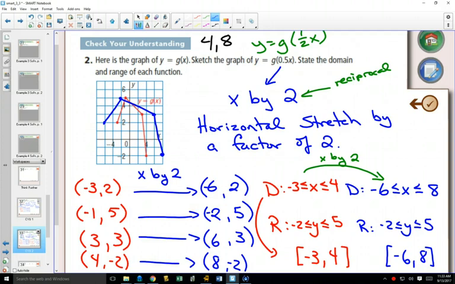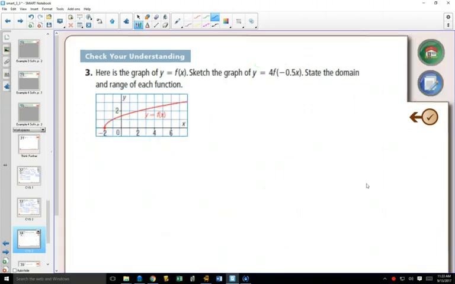All right, let's go to example number 3. Here is the graph of y equals f of x. We need to now combine things. We're going to sketch the graph of 4f of -0.5x. So if we were describing what's happening, and we go from left to right, and we look, what's different in this blue equation compared to the original red equation?